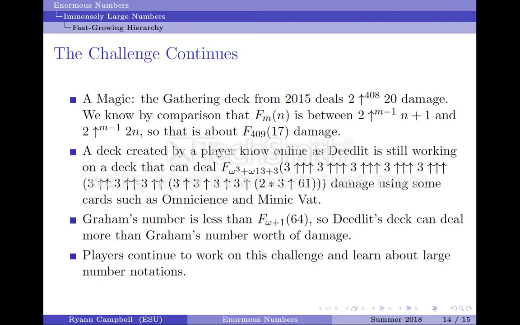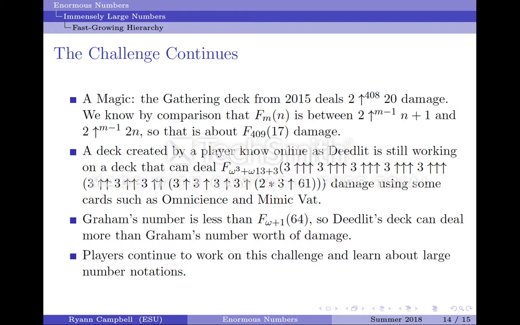Let's compare that to some other numbers. We have Graham's number, which is actually less than F omega plus 1 of 64. Let's take a look at the index. Omega plus 1 is less than omega cubed, so we already have a smaller index for Graham's number, and our n for Deedlit's deck is much larger than 64, so we can conclude that Deedlit's deck can actually deal more than Graham's number worth of damage to the other player, which is really amazing, since in a normal deck, maybe on turn 1 you could deal 3 damage. So he's done quite a bit of work to get this all together.